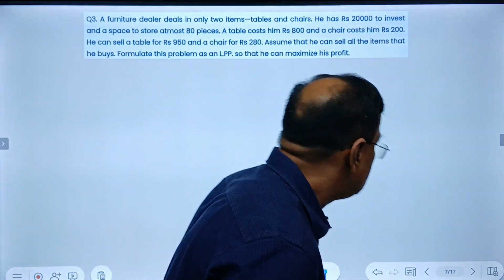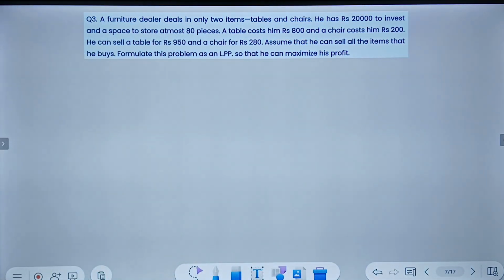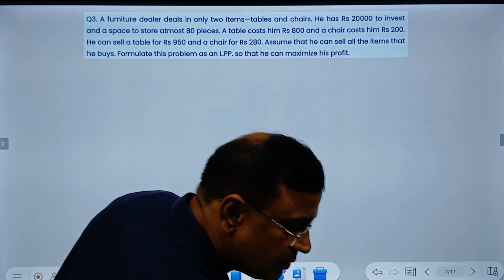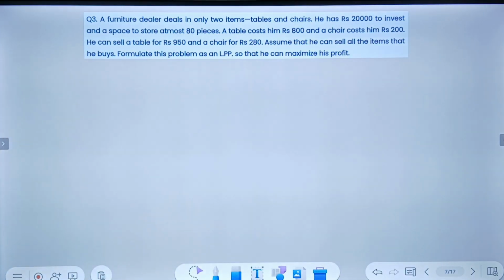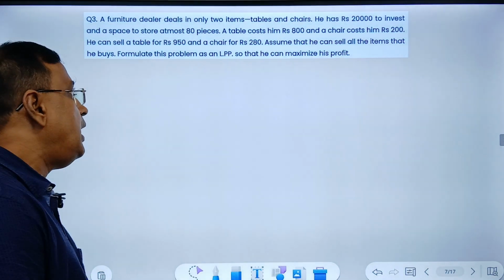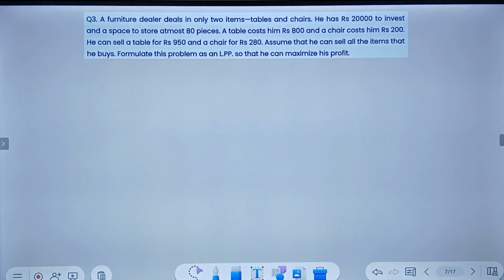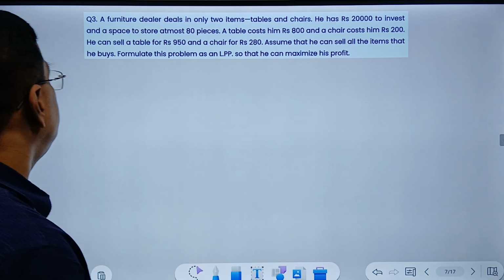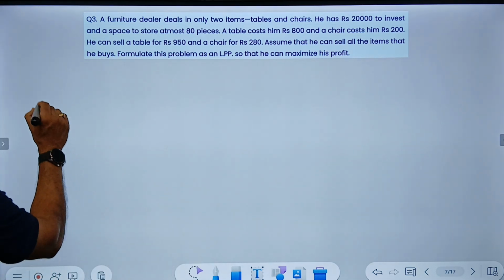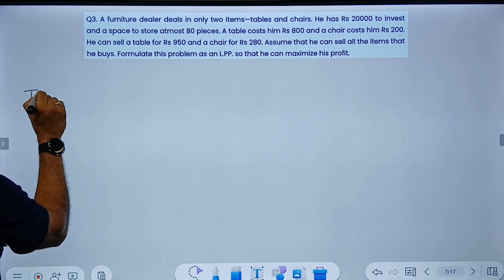Now let's go to question number 3. What does question number 3 say? A furniture dealer deals in only 2 items. What are the 2 items he is dealing with? He is dealing with tables and chairs. He has 20,000 to invest. So since he is dealing with tables and chairs, let me write tables.